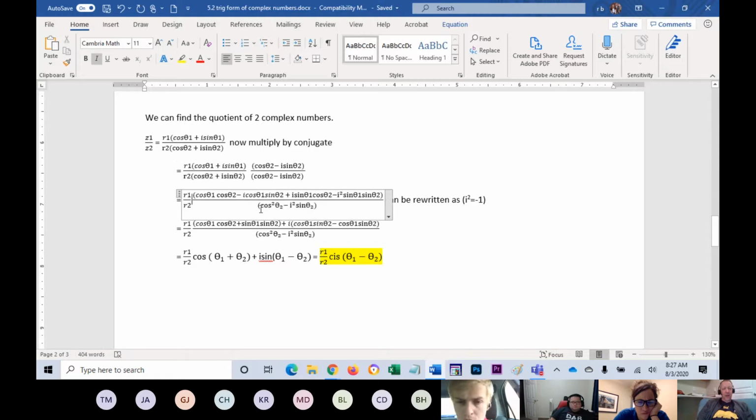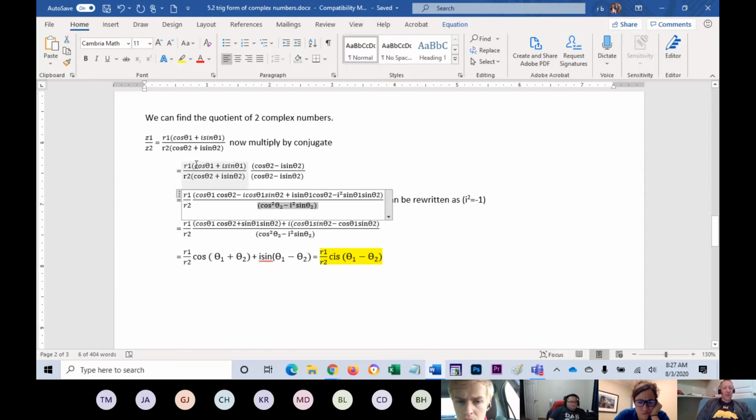So on the denominator, that's going to give me the cosine of theta 2 squared minus i squared sine squared theta 2. i squared is negative 1. So that's going to become cosine squared plus sine squared, which equals what? 1. 1. So my denominator is eventually going to go away, okay? So that's going to be really nice. We've just turned the denominator into 1, okay?